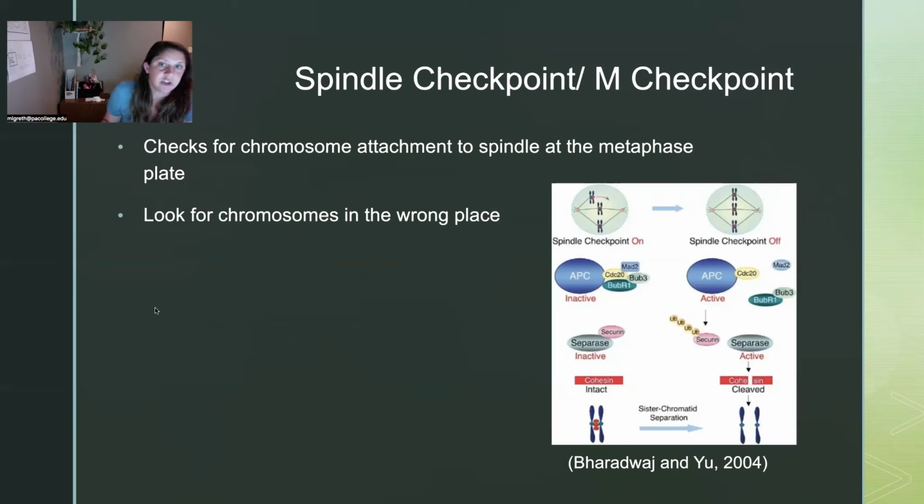And then the last checkpoint we have is the spindle checkpoint, also known as the M checkpoint. This is where the cell is checking for chromosome attachment to the spindle at the metaphase plate. It's looking for chromosomes that would be in the wrong place in the cytoplasm, so it doesn't actually monitor the metaphase plate. If it finds that the chromosomes are not where they should be, it will be paused to give time for the chromosomes to line up correctly.